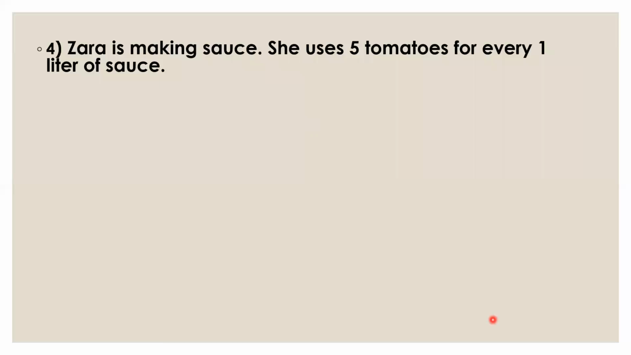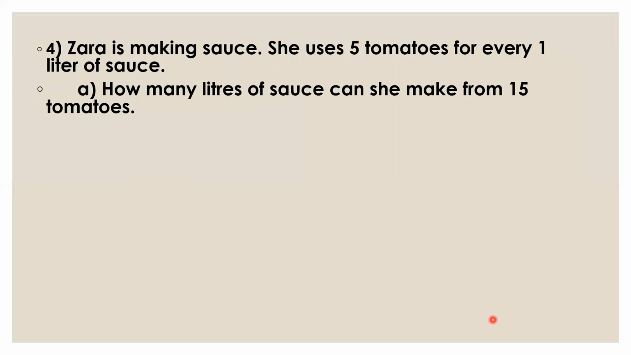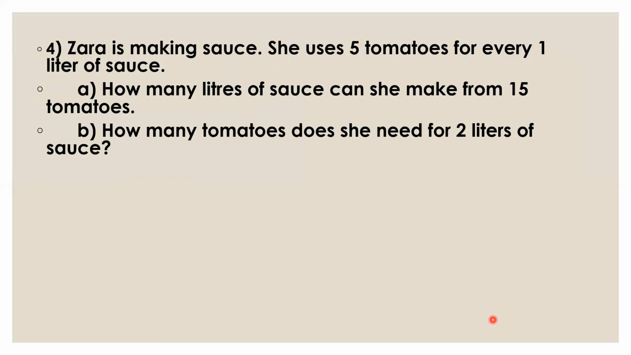Zara is making sauce. She uses 5 tomatoes for every 1 liter of sauce. How many liters of sauce can she make from 15 tomatoes? B part. How many tomatoes does she need for 2 liters of sauce? So shall we start doing the answer? Okay, what the question is, Zara is making a sauce. She uses 5 tomatoes for every 1 liter of sauce. For making 1 liter of sauce, 5 tomatoes needed.